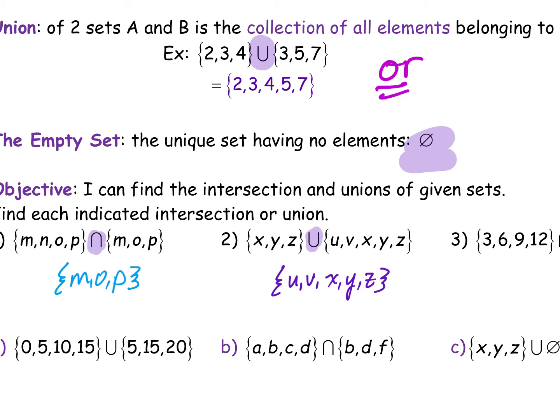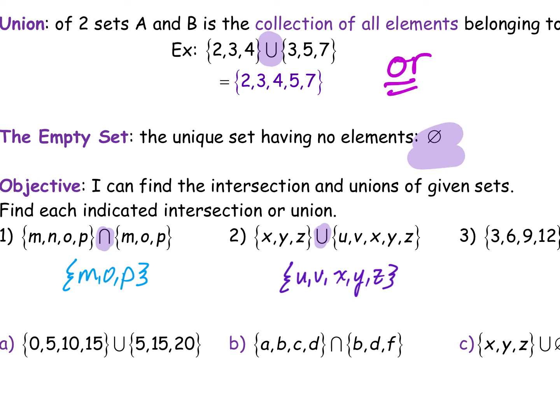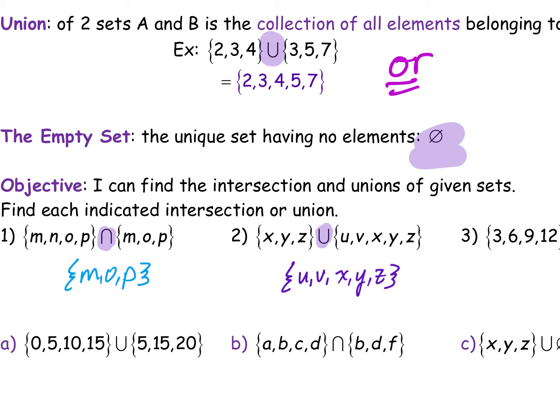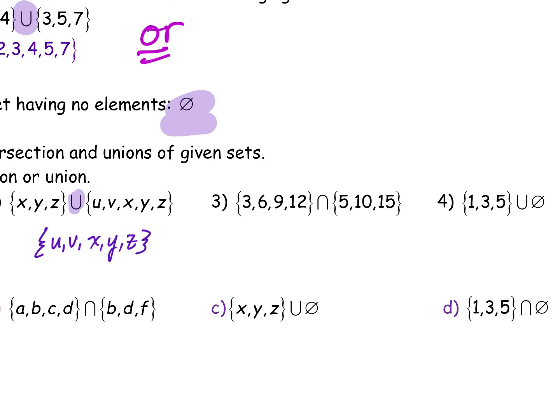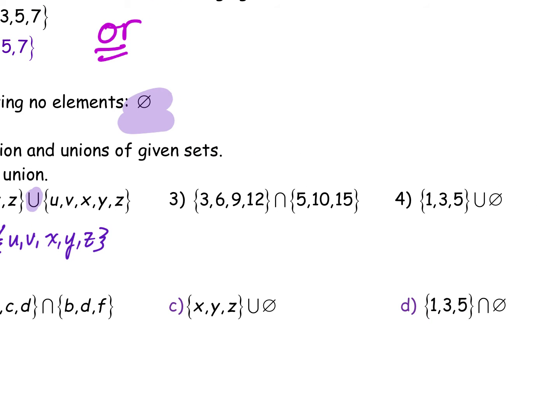It depends on if it's asking for the intersection. So think of intersection as the ones that are in both of them. Only the ones that are in both of them. That's the upside down U, the first one. The second one wants everything that's in both sets. Everything. Does that help? Okay, so on 3, they want an intersection.